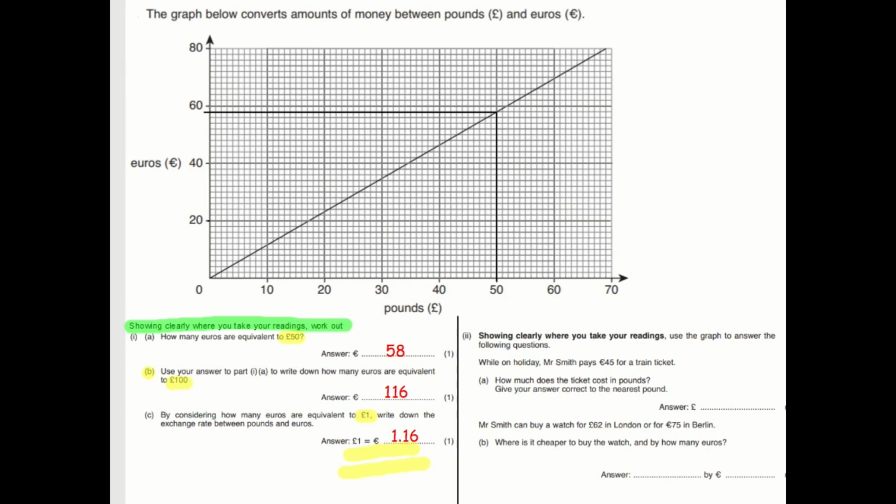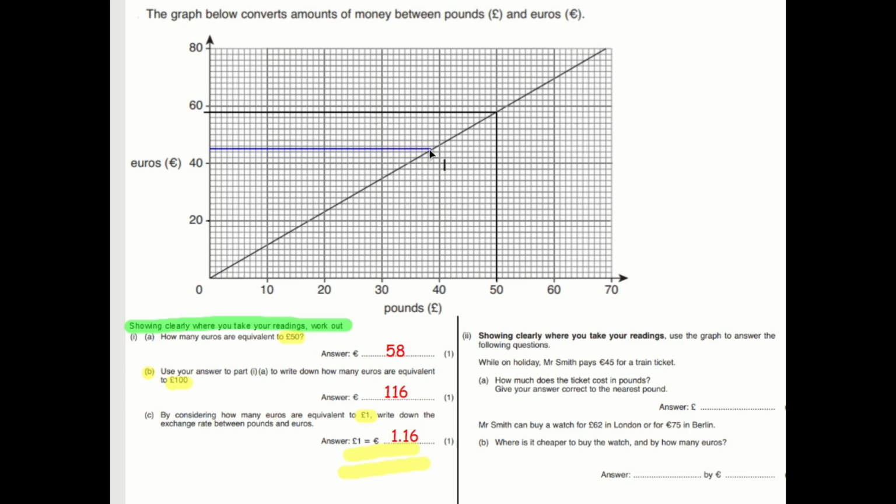So again, you're going to use a ruler and a pencil, and you're going to go across this time at 45 euros. So we've got to interpret this scale again. So 45, well, halfway between 40 and 60 would be 50. So this point here would be 50, but I need 45, so I'm going to go across halfway between 40 and 50, which would be a bit more accurate than that, would be here.